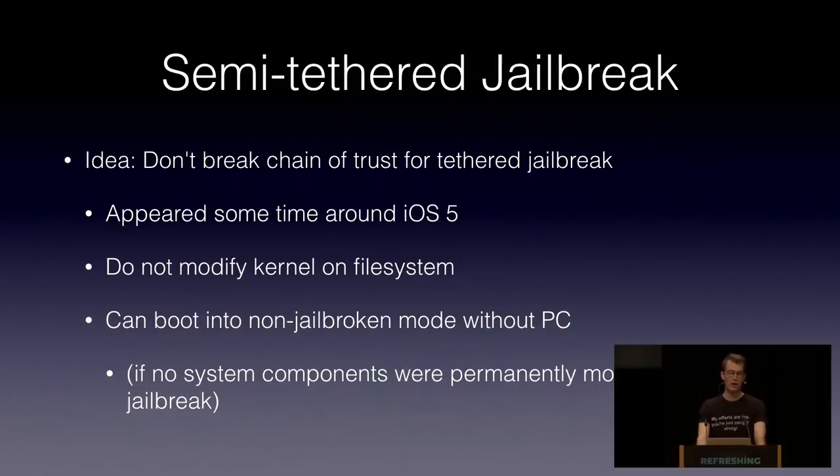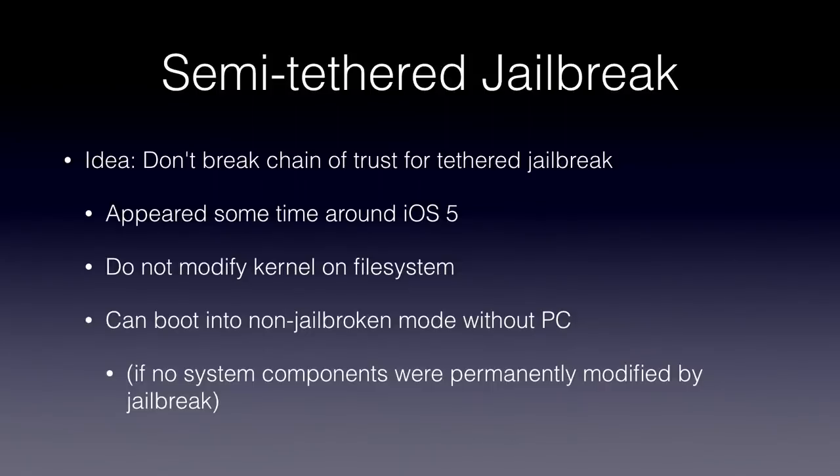Sometime around then, the idea of a semi-tethered jailbreak came up, and the idea behind that is very simple: just don't break the chain of trust for tethered jailbreaks. So what you would do differently is you do not modify the kernel on the file system, and don't touch the bootloaders at all. Then, when you boot tethered, you would need to upload all the bootloaders, like the first stage bootloader, then the second stage bootloader, which is iBoot, and then the kernel via USB to boot into jailbroken mode. However, when you reboot, you could boot all those components from the file system, so you could actually boot your phone into non-jailbroken mode.